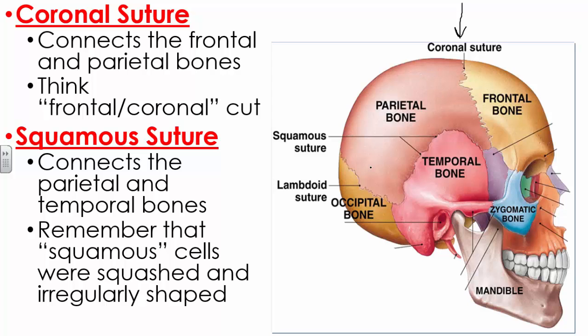The second cranial suture is the squamous suture. So think of simple squamous epithelium or stratified squamous epithelium. Squamous was that flat, irregular shape. So the squamous suture has kind of an irregular shape to it as well. The squamous suture connects the parietal bones to the temporal bones. There will be a squamous suture on the right side as well as the left.